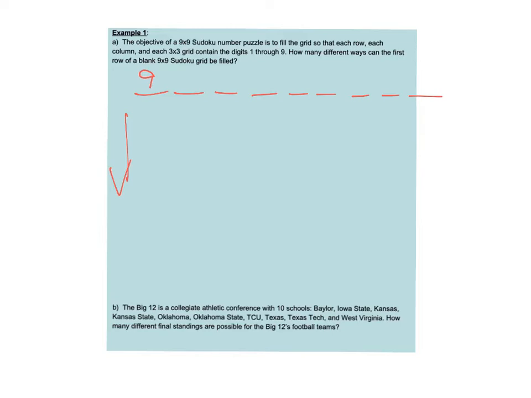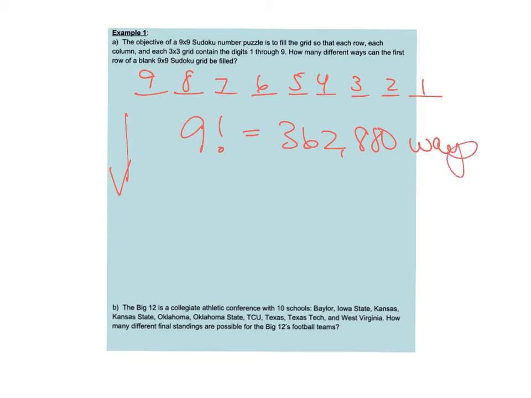So you have 9 digits, 1 through 9 to start with, then 8, then 7, then 6, because you're not allowed to repeat anything. Then 5, 4, 3, 2, and 1. This is 9 factorial, right? And there's 362,880 different ways that first row can be filled up. And remember, on your calculator, it would be math, arrow right to go to probability, and then number 4.